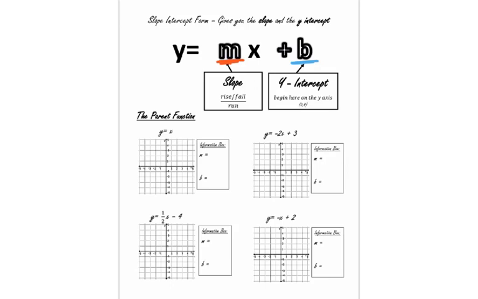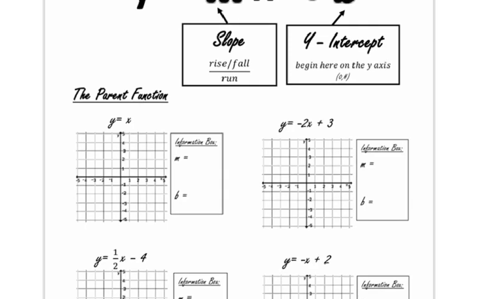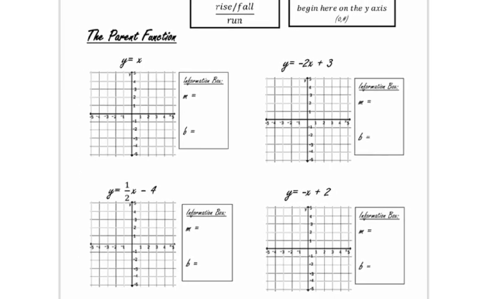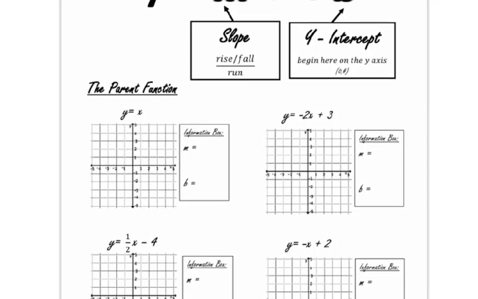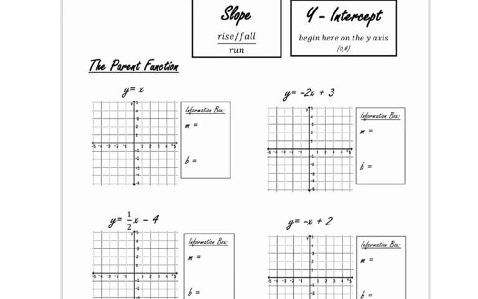So whatever number is in front of the x, we call that our slope. That's our move number. And whatever number does not have a letter attached to it, it's a constant by itself, that is my y-intercept. So this is called slope-intercept form. Very easy. What we're going to start with in slope-intercept form is called the parent function. Sometimes I jokingly call it the mother function.